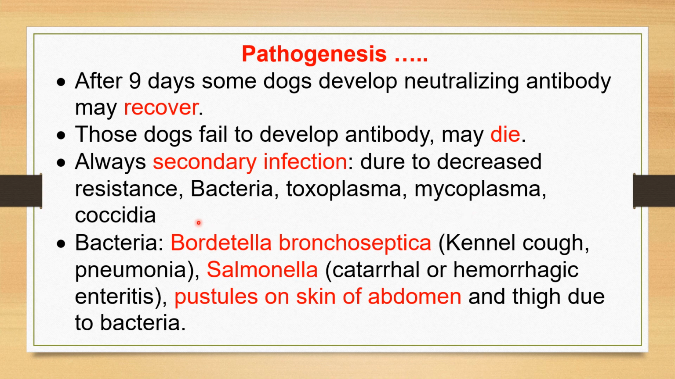The most important bacterial disease that is commonly occurring along with canine distemper is kennel cough that is caused by Bordetella bronchoseptica. This is a very important disease, and this disease is manifested by pneumonic signs, severe coughing, dyspnea, and severe depression, high temperature.